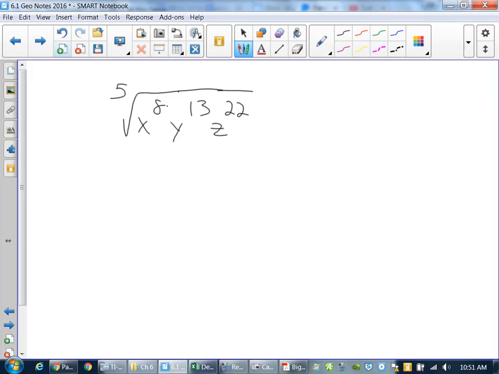It's really, really easy though. 5 goes into 8 how many times? Once. So 1 comes out, how many are left inside? 3. 5 goes into 13 how many times? So 2 come out, 3 stay in. 5 goes into 22 how many times? 4 come out, 2 stay in, and it's simplified.